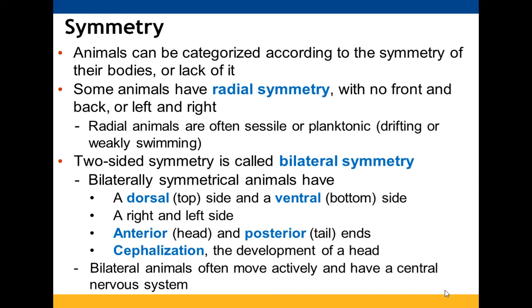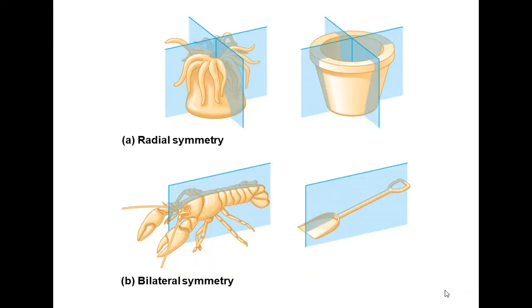Some of them will have radial symmetry, so they're going to be more like what we would see in a circle. They are sessile or planktonic. Then we have the two-sided symmetry, which would be us, bilateral symmetry. We have a dorsal side and a ventral side, a right and a left side, anterior, posterior, and cephalization, the development of a head. Bilateral animals are more likely to be active and to have a central nervous system. So there's an example of radial, which would be more like a cup or a plankton, whereas bilateral would be more like a shovel.